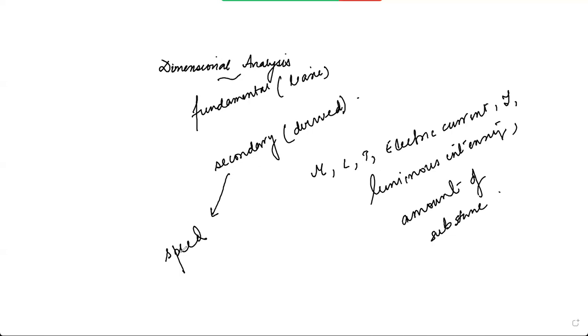What are fundamental and derived units? In mechanics, mass, length, and time, these are the basic units. The units selected for measurement of these quantities are known as fundamental units.